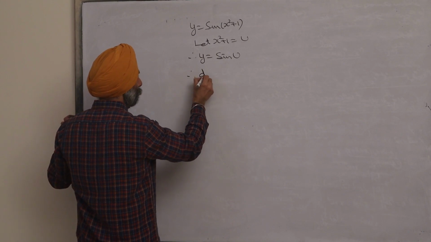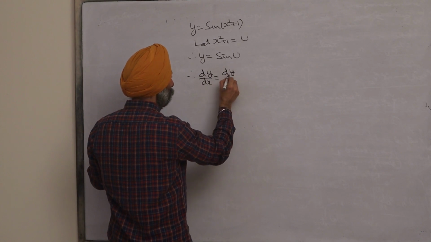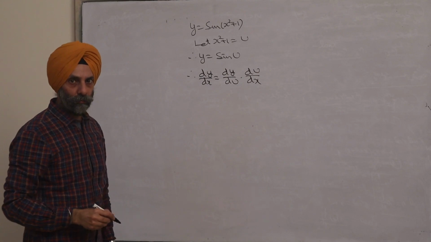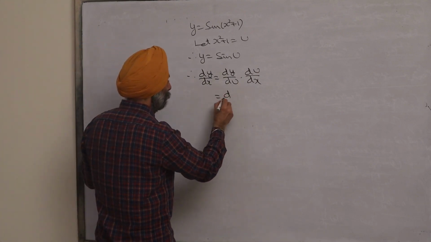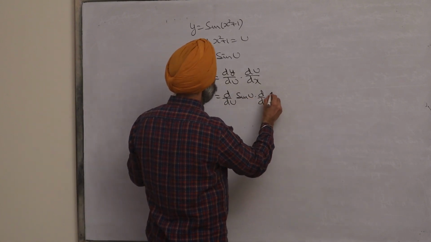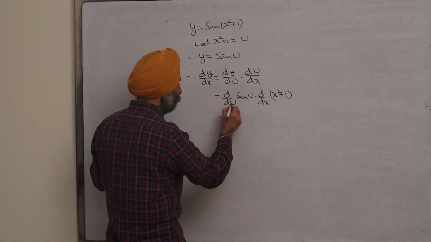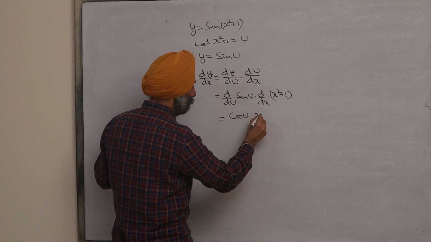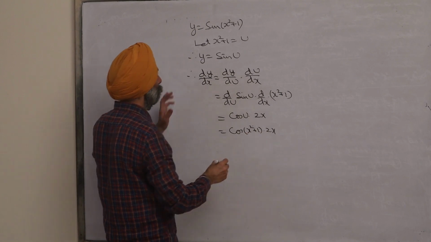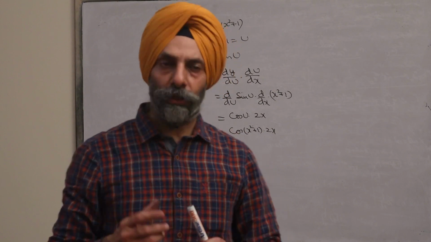Therefore dy/dx is equal to dy/du into du/dx. Now dy/du means d/du of sine u into d/dx of u, which is x square plus 1. So differential of sine u is cos u and differential of x square plus 1 is 2x, which is cos of (x square plus 1) into 2x here. So this way you can use the chain rule to differentiate the functions.